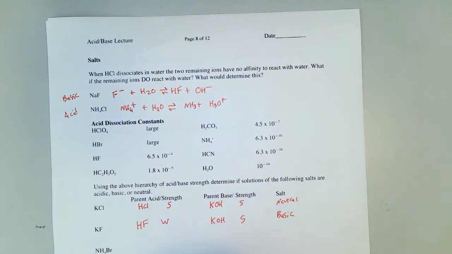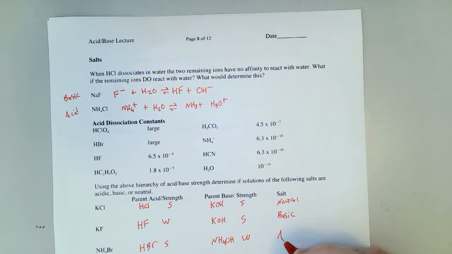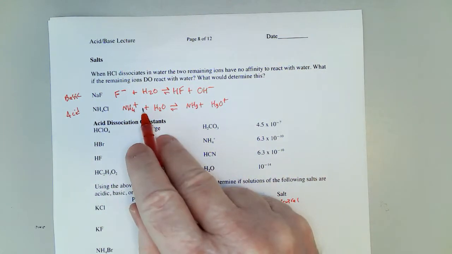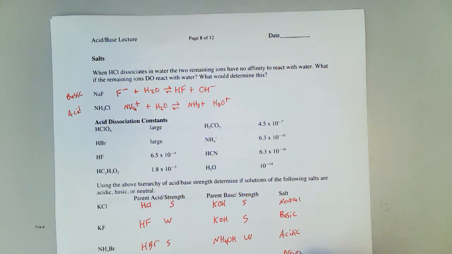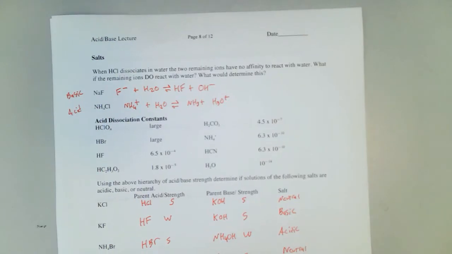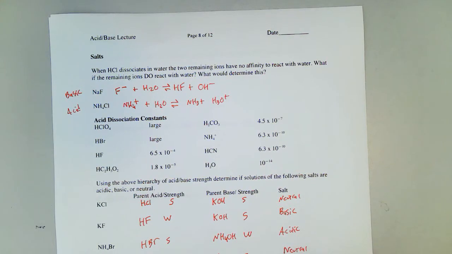It's basic. Now, NH4Br comes from HBr, which is strong, and NH4OH, which is weak, which means this is going to be acidic. We illustrated that with that equation. HClO4 is a strong acid. KOH is a strong base. That means this is neutral. Now KCN comes from HCN, which is weak, and KOH, which would be strong, so that's going to be basic.